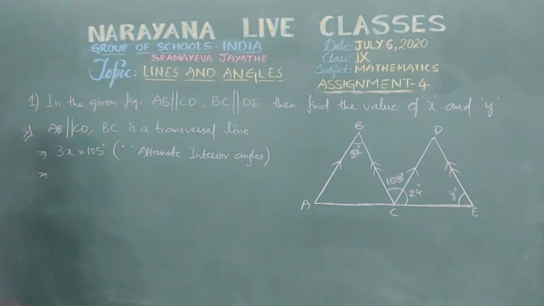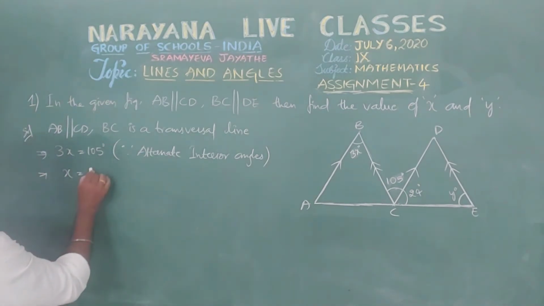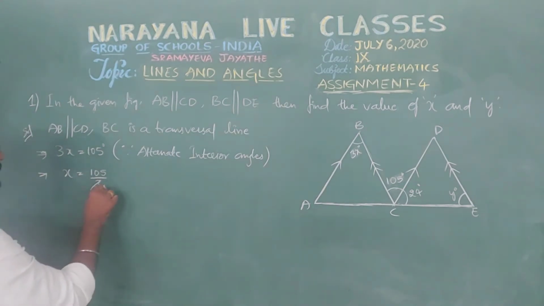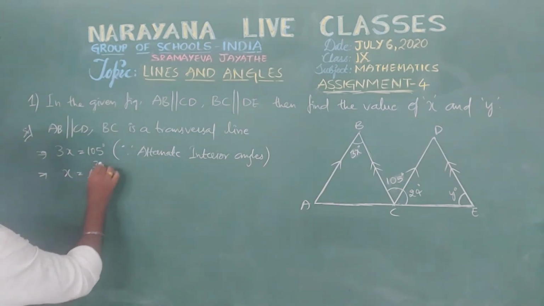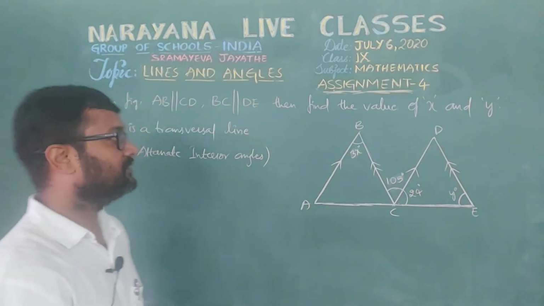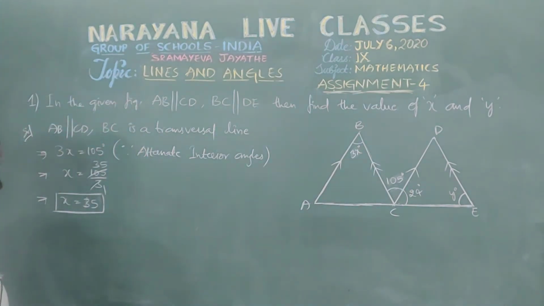Now 3x is equal to 105 degrees. Then x is equal to 105 by 3, as the 3 is transposed and divided. Now 3 ones are 3, 3 threes are 9, 3 fives are 15. Now x is equal to 35 degrees. That's the value of x.